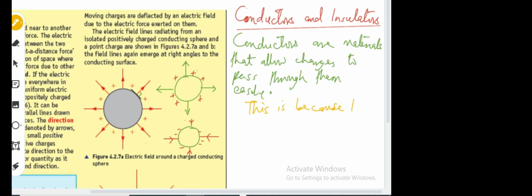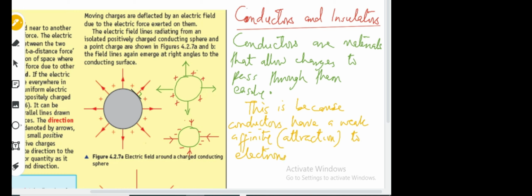This is because conductors have, this is a point I want you to take note of, a weak affinity. What's affinity? Affinity is like an attraction. Let me put it in brackets: attraction to electrons. So they can afford to donate electrons. They are actually electron donors. They have a weak affinity with electrons.